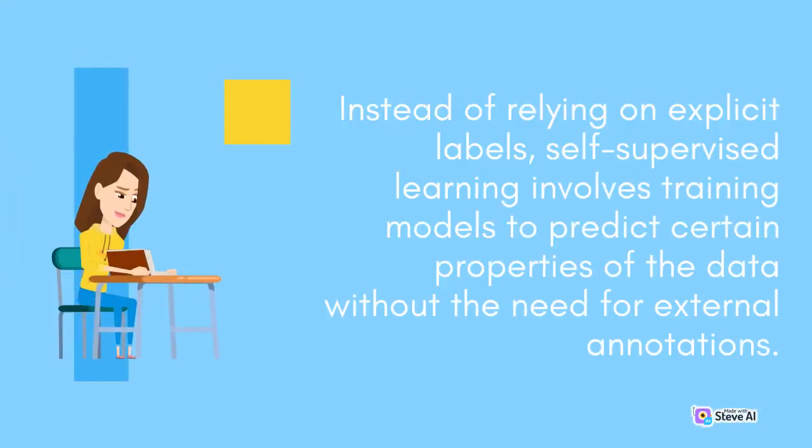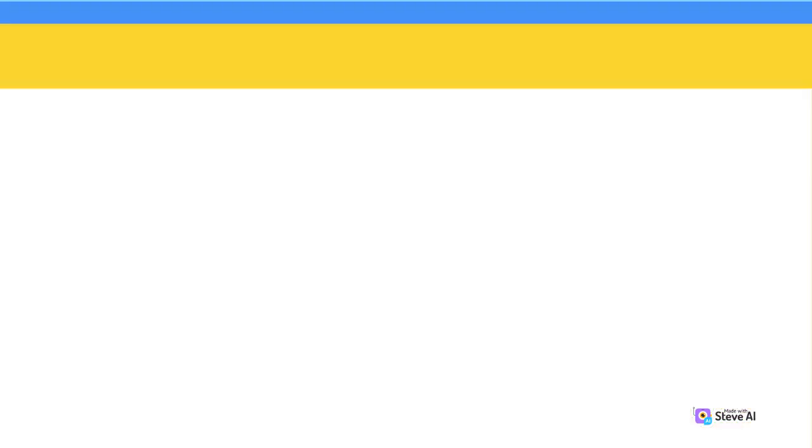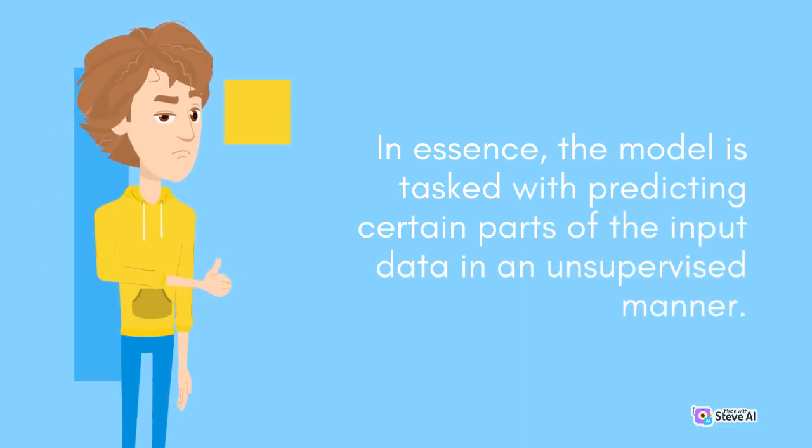Instead of relying on explicit labels, self-supervised learning involves training models to predict certain properties of the data without the need for external annotations. This is achieved by generating additional information through the data itself, such as creating surrogate labels for each data point. In essence, the model is tasked with predicting certain parts of the input data in an unsupervised manner.